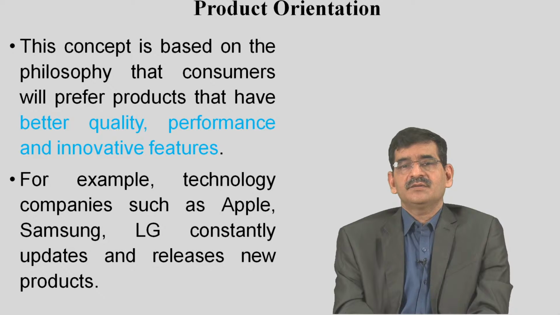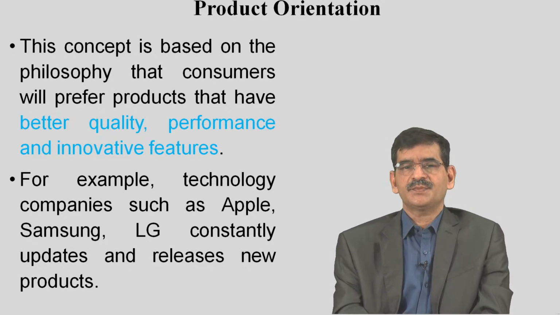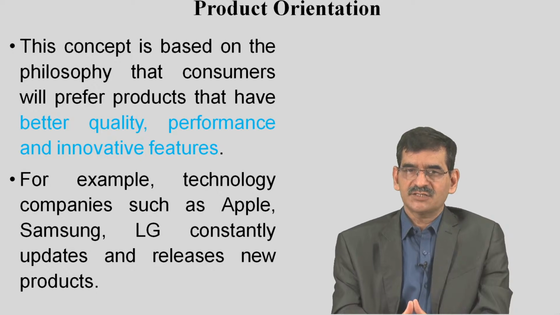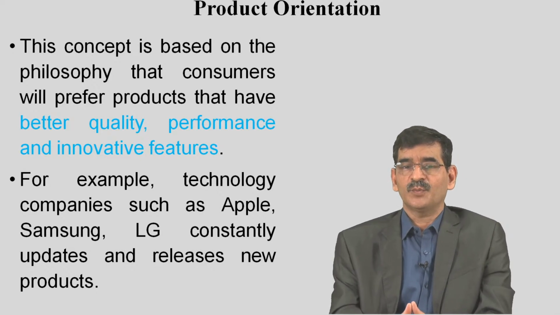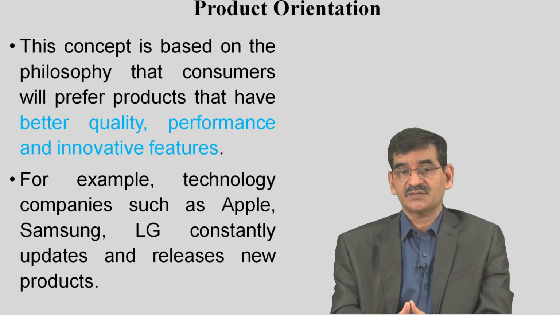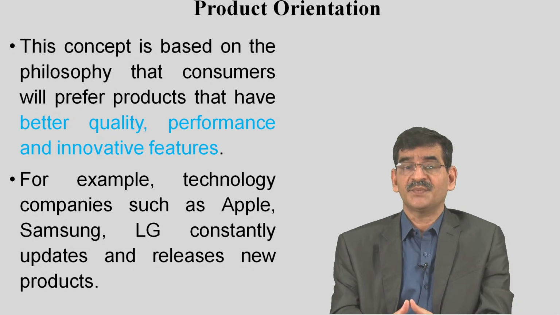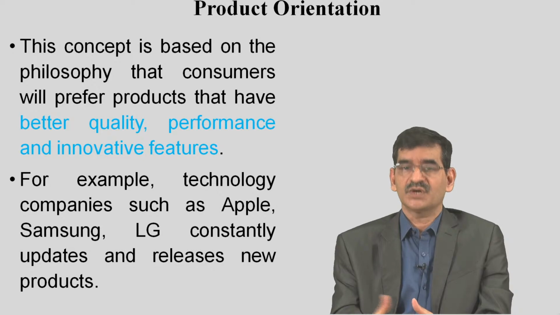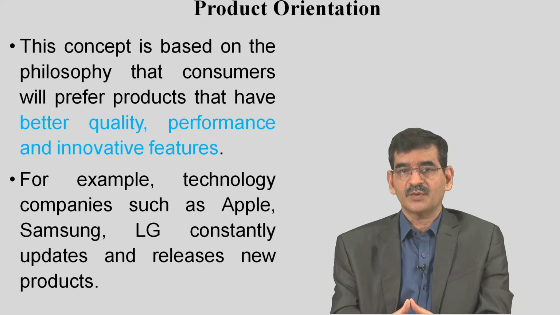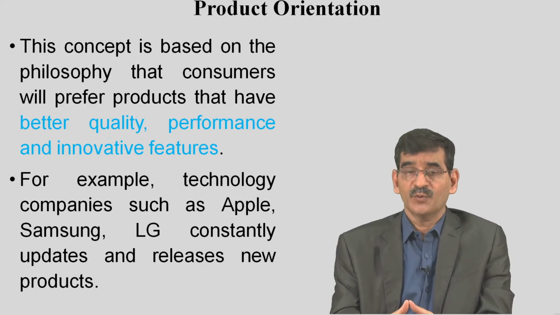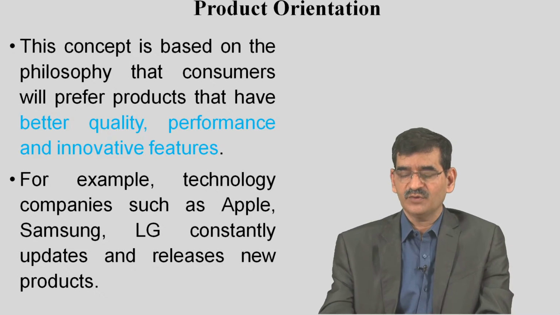The next orientation is the product orientation. This concept is based on the philosophy that consumers will prefer products that have better quality, performance and innovative features. And nowadays we see that technology companies such as Apple, Samsung, LG constantly update and release their new products, new versions. So it is important for technology companies, and also for other product and service offerings, to be involved in development of new products, new versions of the products with better quality and with innovative features.